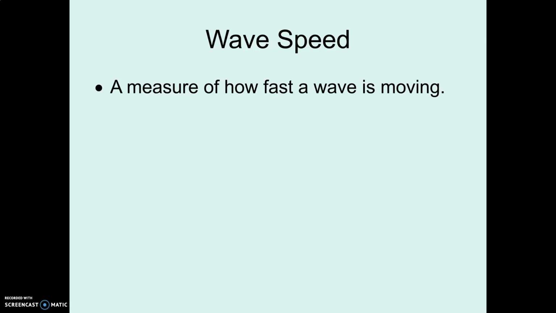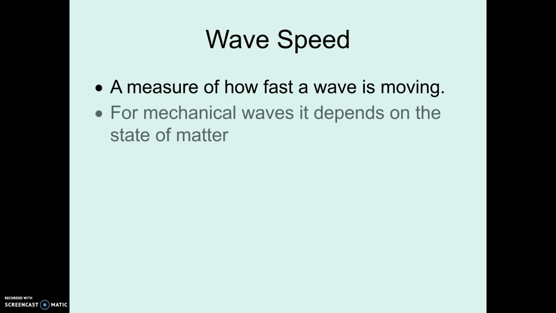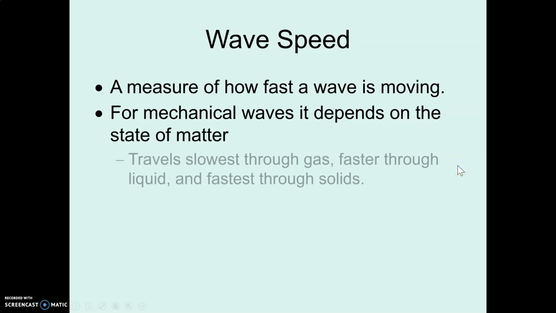Another thing that we can measure is wave speed. So wave speed is a measure of how fast a wave is moving. So for mechanical waves, it's actually going to depend on the state of matter that the wave is traveling through. So remember, mechanical waves are the types of waves that have to have a medium in order to travel through. Okay, they cannot travel through a vacuum. So generally, they're going to travel slowest through a gas. Okay, and mechanical waves will actually travel faster through a liquid, and they actually travel fastest through solids.